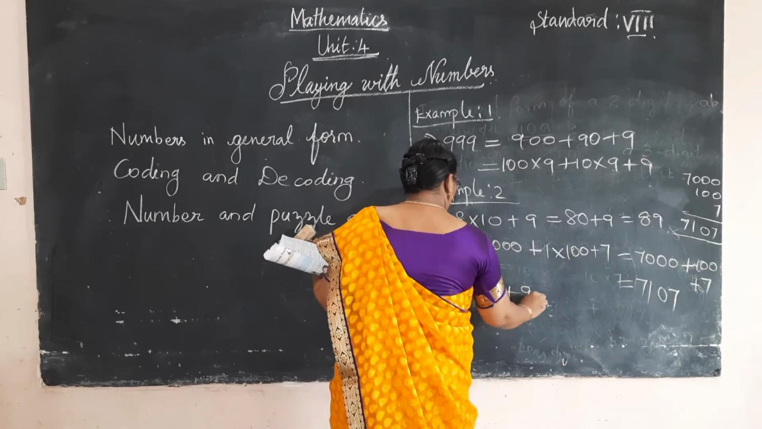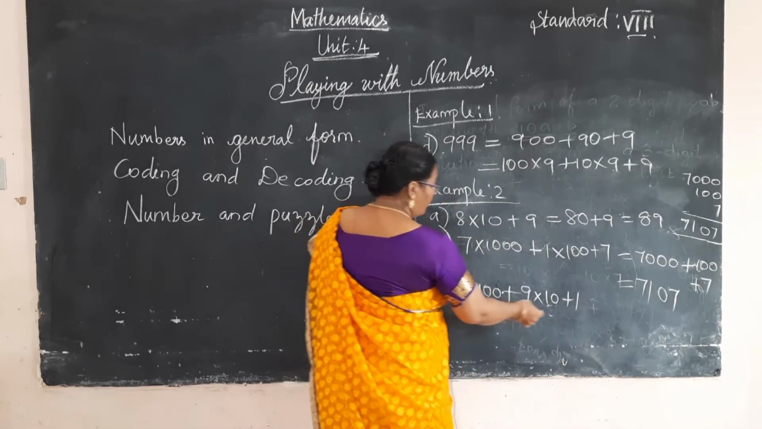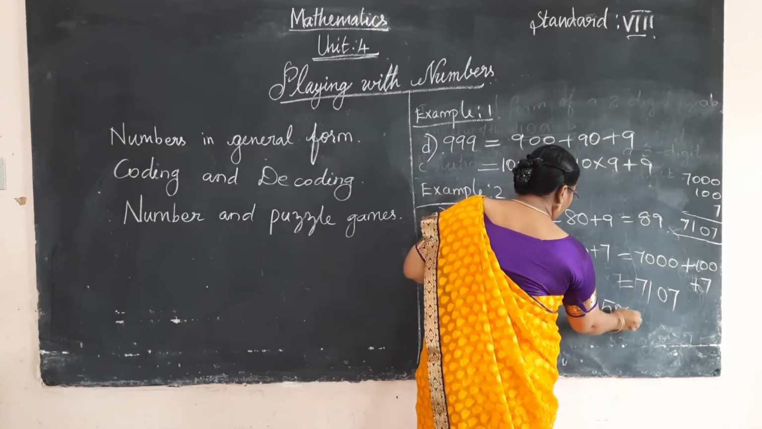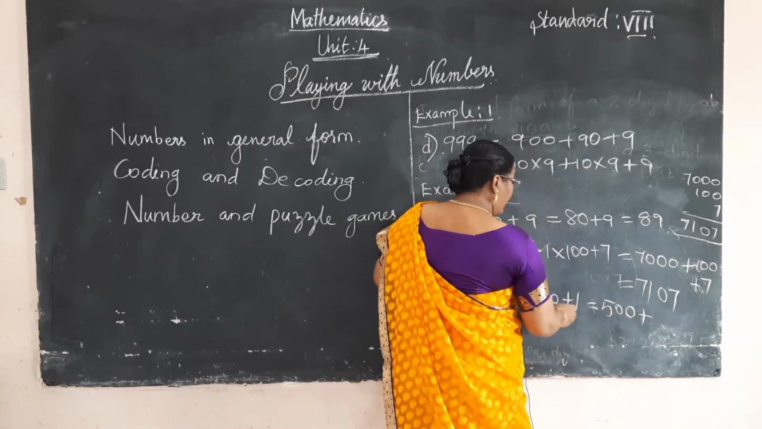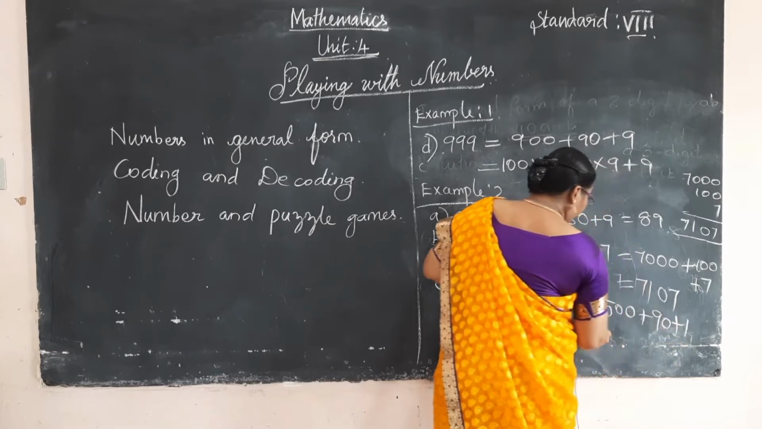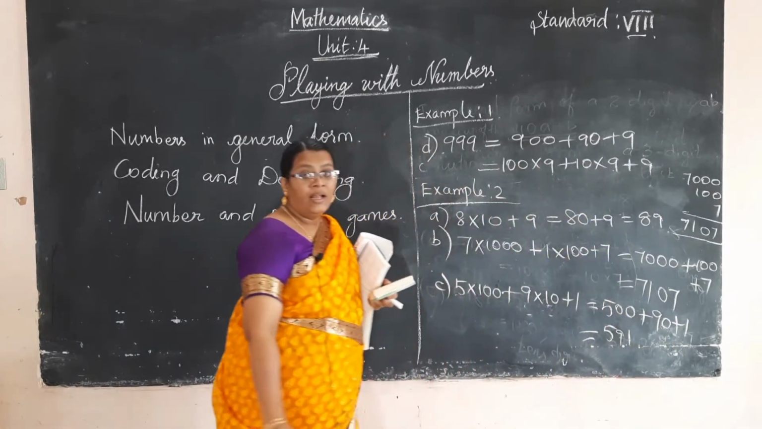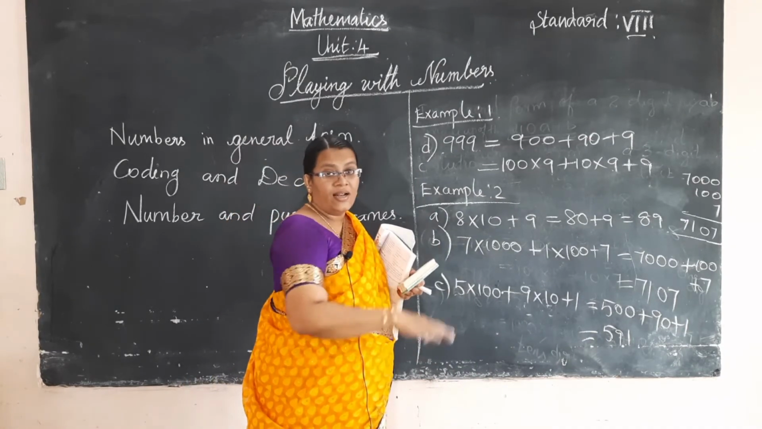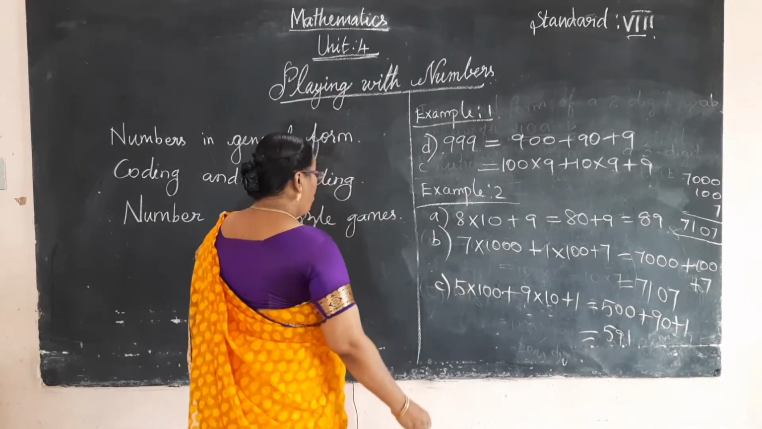And the next one, C: 5 into 100 plus 9 into 10 plus 1. So we multiply: 5 into 100 is 500, plus 9 into 10, 9 tens are 90, plus 1. So add: 591. 591 is given in order as ones, tens and hundreds. So we add and write in the general form.